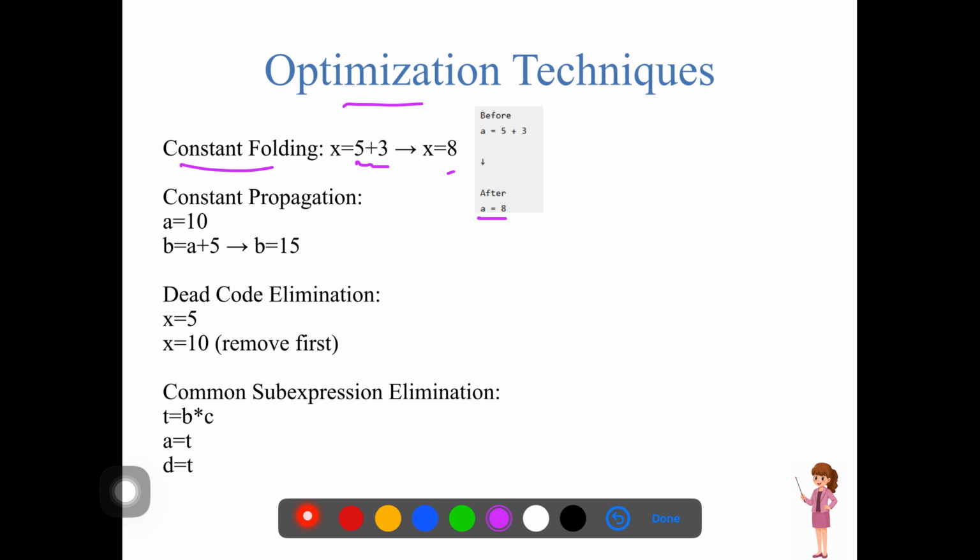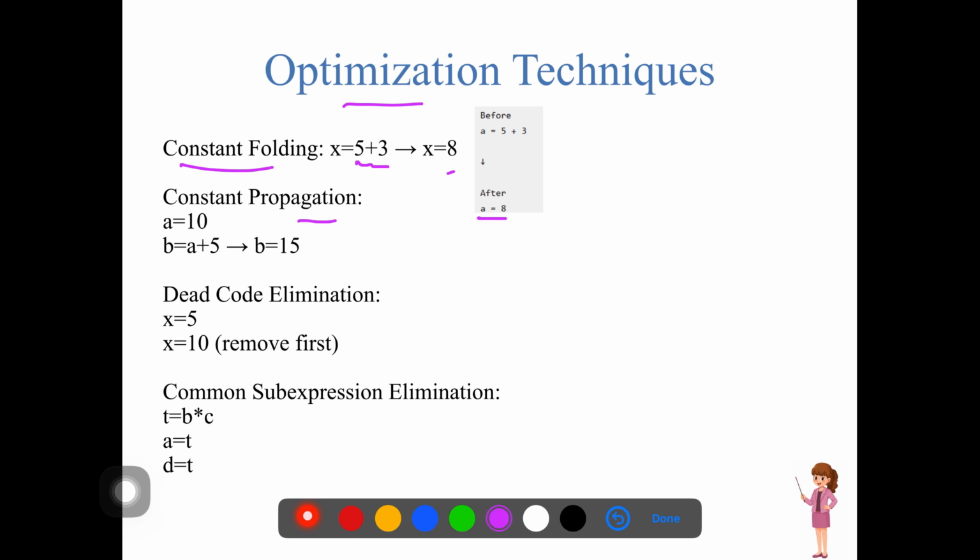Constant propagation. A equals 10. Since A is already known, the optimized B equals 15. The compiler replaces the variables with their values whenever possible.